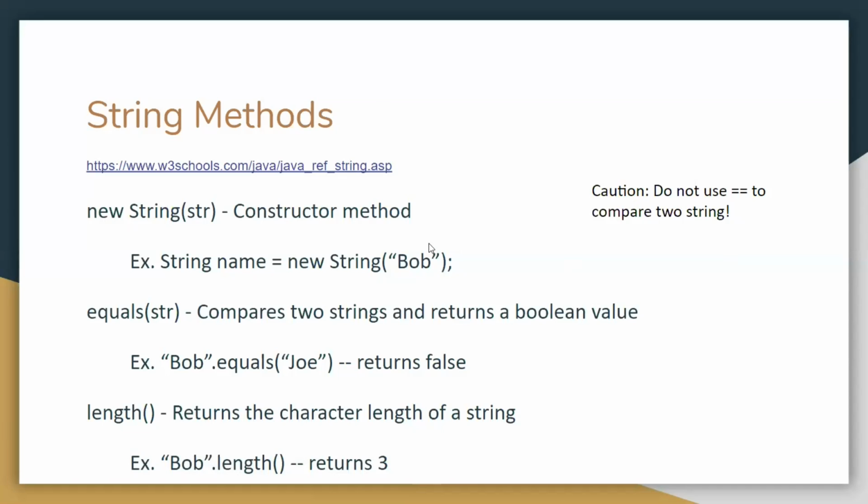For my example, I did Bob dot equals Joe, and this returns false because Bob and Joe are two different strings because they contain a different set of characters or characters in a different order.